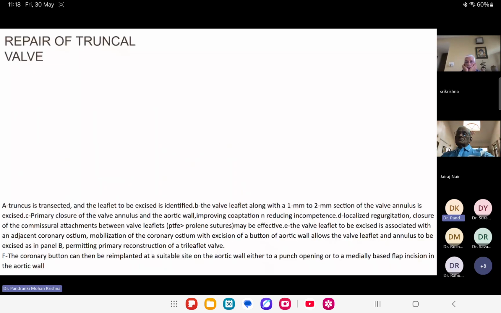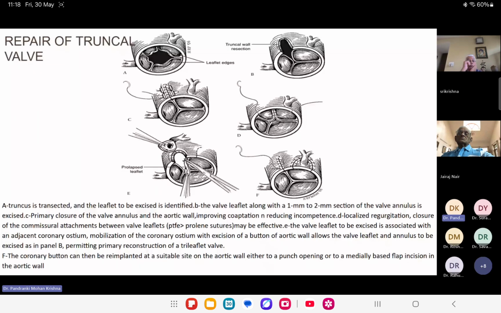Truncal valve repair. Coming to truncal valve, most of the valves which are regurgitant are quadricuspid valves, which have a rudimentary fourth cusp, which we have to remove and make it tricuspid. So tricuspidization is the standard technique of repairing the truncal valve, where there are so many combinations and permutations regarding the place of the rudimentary cusp in relation to the coronary arteries.